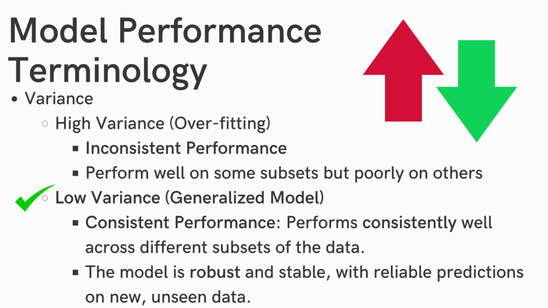So what do we want? We want to have low variance. We want to reduce the performance error between the training dataset and testing dataset. We want to get consistent performance, no matter whether you are running it on the current training dataset or a new dataset. This kind of model is more robust and stable, and we can have reliable predictions even on new and unseen data. So what we want to achieve is low bias, low variance. But these two don't come together.